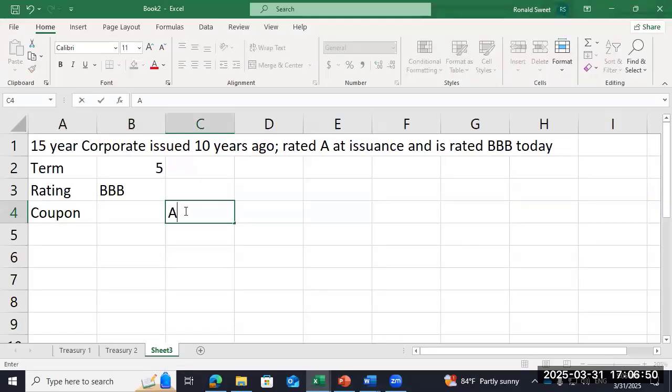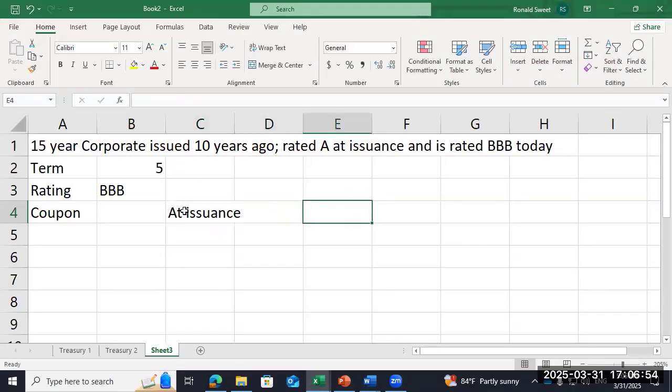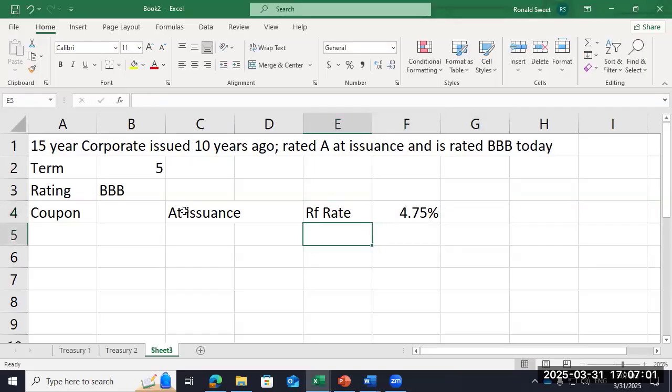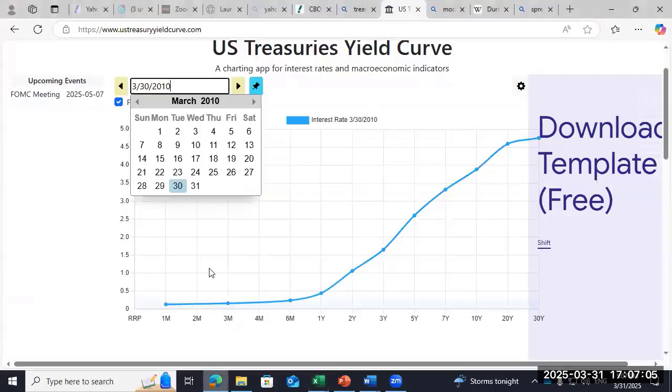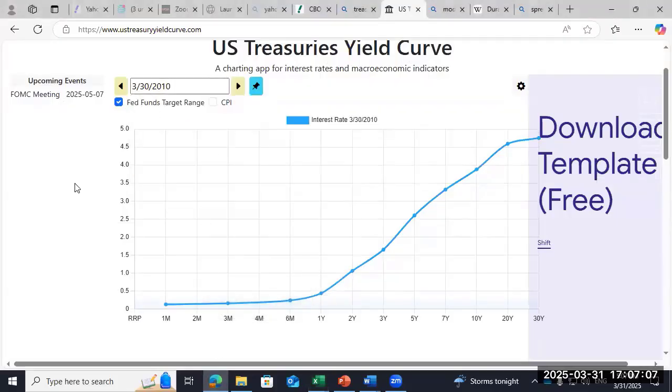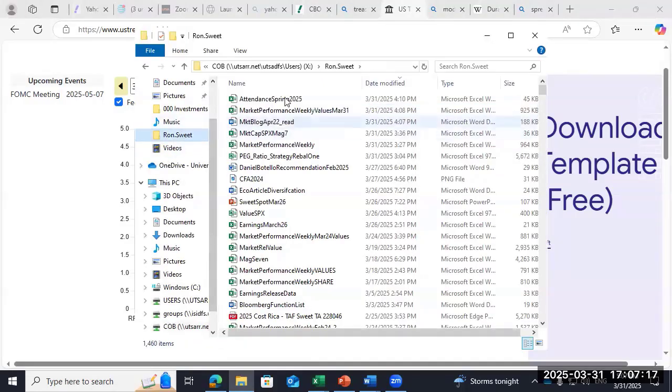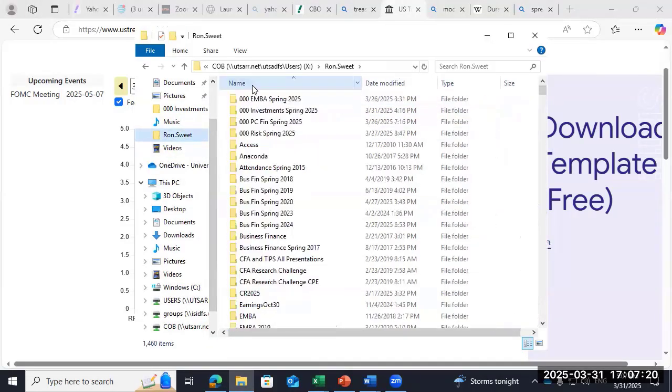So at issuance, the risk-free rate is 4.75%. And let's say at issuance the spread was... I can't find the spreads back then. I could find it, but I don't have that spreadsheet open. 2010, so you're coming out of the dot-com crisis. Let me look real quick. I can actually show y'all. March.